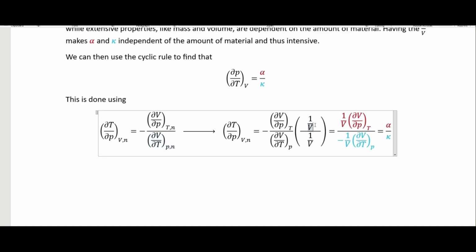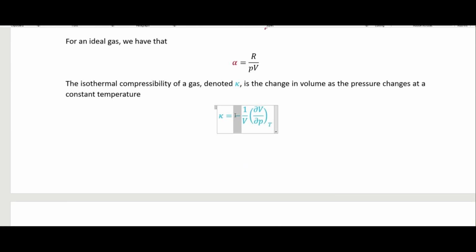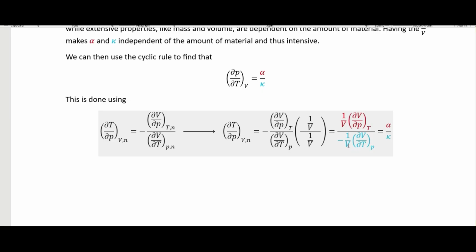We can multiply by 1 over V divided by 1 over V, because remember, anything divided by itself is just 1. So we're just multiplying by 1 here. But now we end up with this 1 over V times this partial of V with respect to P divided by this negative 1 over V. So I've just taken this negative and moved it down here so that we end up with the same thing as we had right here. And so we see that this is the negative 1 over V times the partial of V with respect to T at constant pressure. So this is just alpha over kappa right here. So we again see that this cyclic rule works even if it is an ugly abomination that the mathematicians accuse it of being.